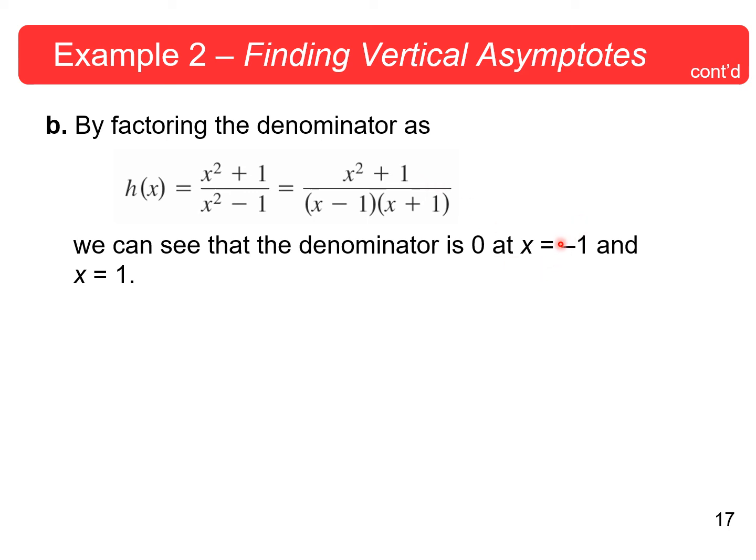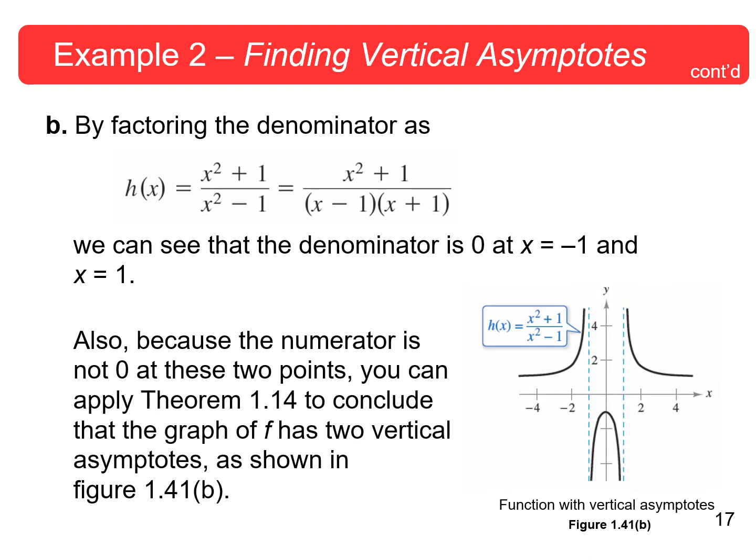Therefore, this is a vertical asymptote. Now, when x is equal to positive 1, you plug it in, so you still have 2 in the numerator. Therefore, the numerator is non-zero. So from the theorem, we say that at x equals -1 and positive 1, these two are vertical asymptotes.